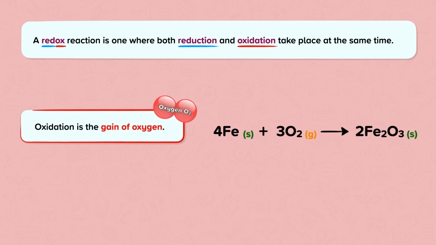Oxidation is the gain of oxygen. Here we can see that the iron gains oxygen to become iron oxide. It has been oxidized. So this is an example of oxidation because oxygen has been added.